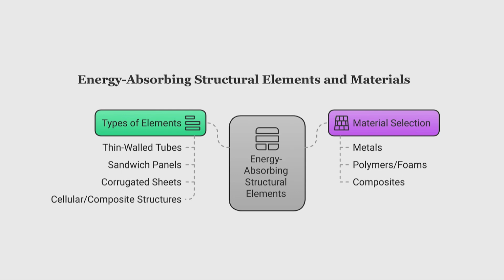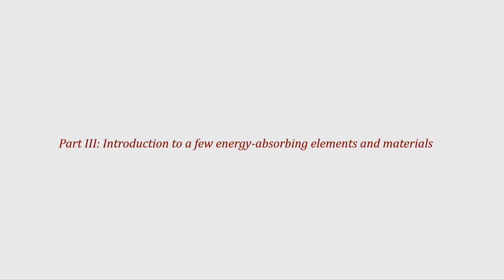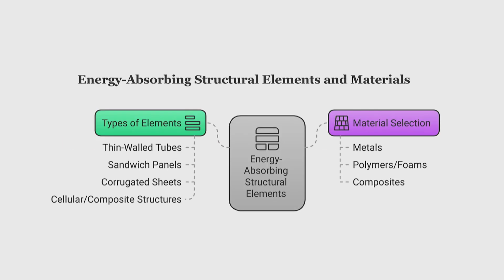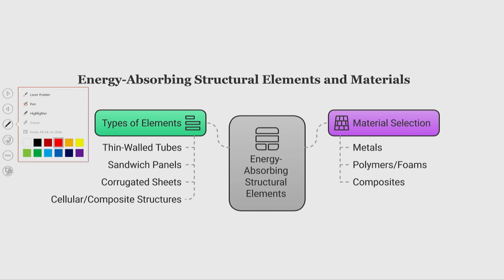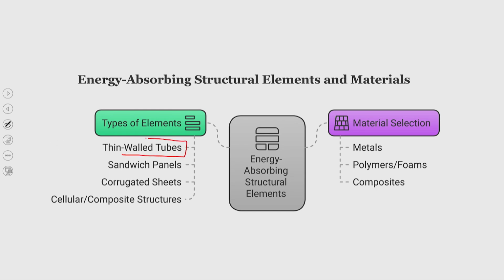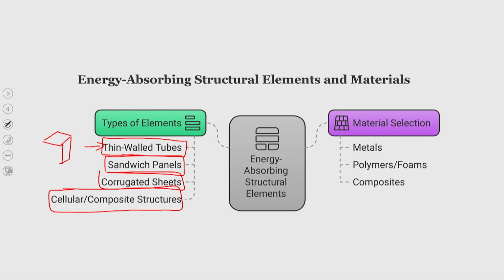Okay. So, types of elements. Element wise we have thin walled tubes. So, we use thin walled tubes, we use sandwich panels, okay. We use corrugated sheets and we use cellular composite structures. Okay. So, thin walled tubes are normally used in case of this type of collapsing mechanisms.